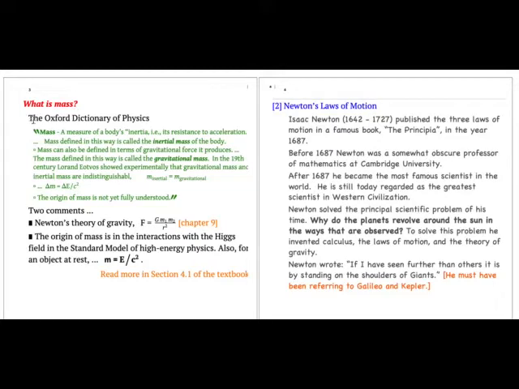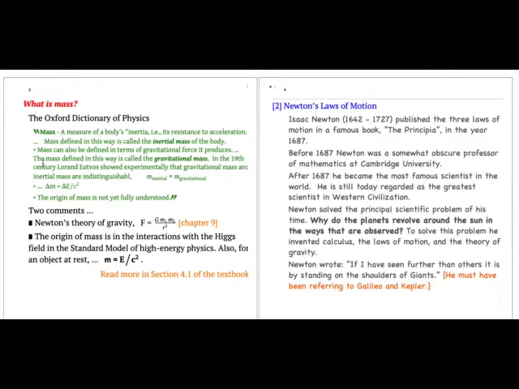Well, again, we could look it up in the Oxford Dictionary of Physics. So here's the definition quoted directly from the Oxford Dictionary. What is mass? A measure of a body's inertia, i.e., its resistance to acceleration. Mass defined in this way is called inertial mass of the body. But mass can also be defined in terms of the gravitational force it produces. The mass defined in this way is called the gravitational mass.